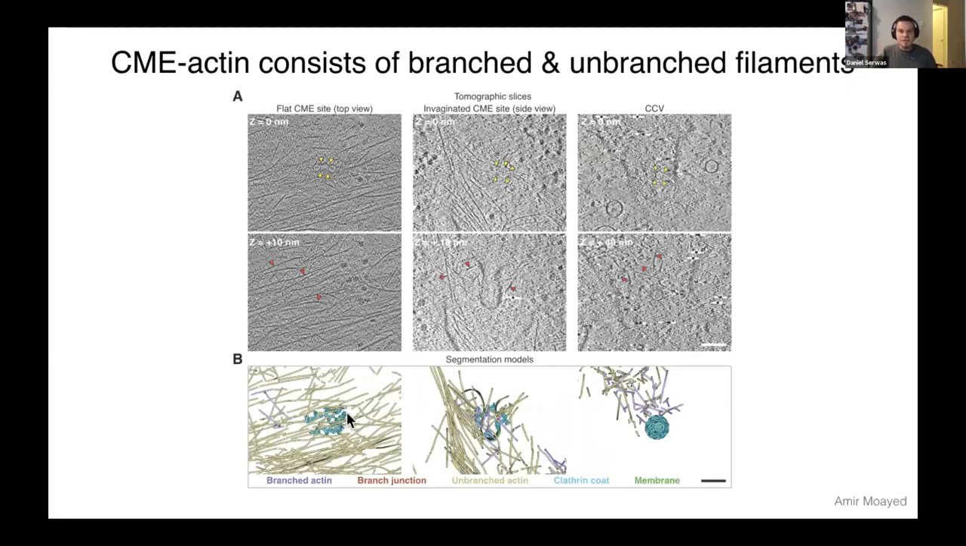Surprisingly, what we found is that there was always a mix between branched and unbranched filaments. So these networks were not exclusively made of branched actin filaments. And there was an increase in branching towards later stages. And what we think is happening here is that these unbranched filaments are just pre-existing actin filaments. And then after activation of the Arp2/3 complex, there's a gradual increase in branching happening during endocytosis.